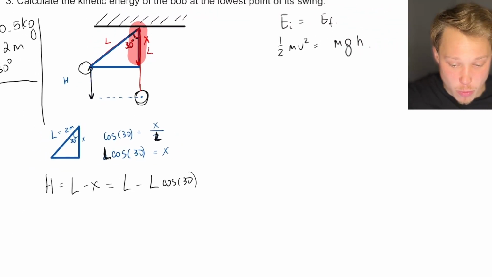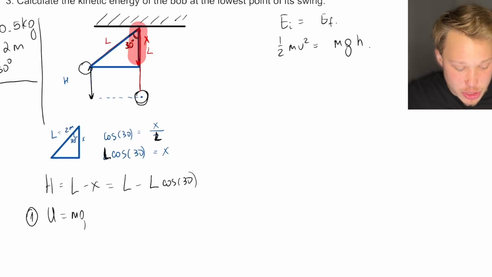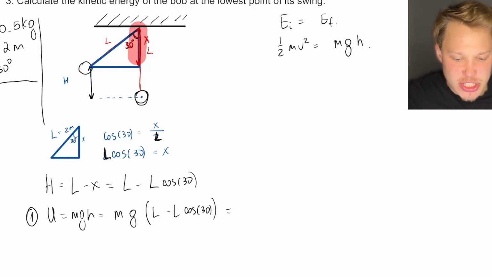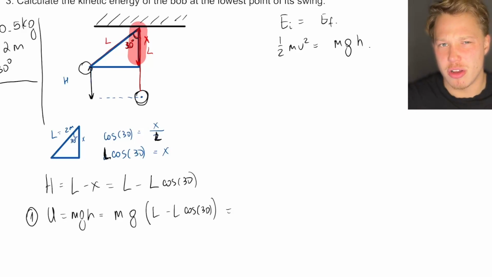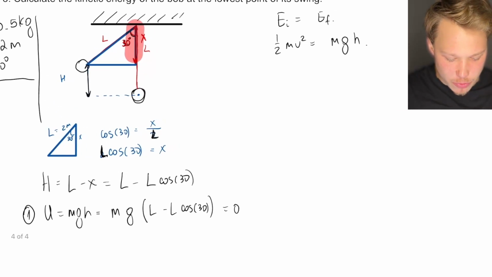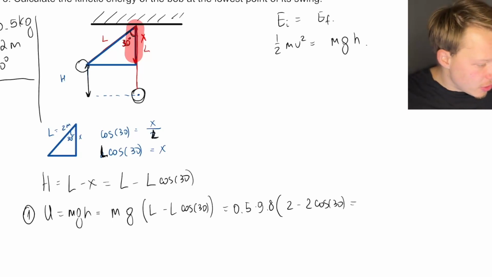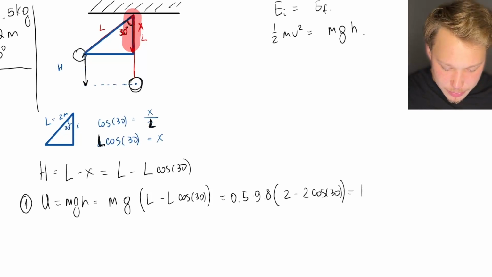Perfect. So we can now answer our first question, which is the potential energy, mgh, because we know that h is L minus L cosine 30. This geometry right here is really the hardest part of pendulum energy conservation. So if you got this part, the rest of the problem will be really easy. So mass is 0.5, g is 9.8, and h is L minus L cosine 30, with L equal to 2. We have energy as 1.31 joules.